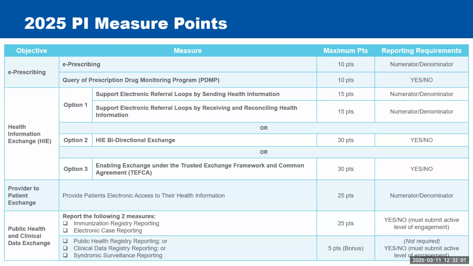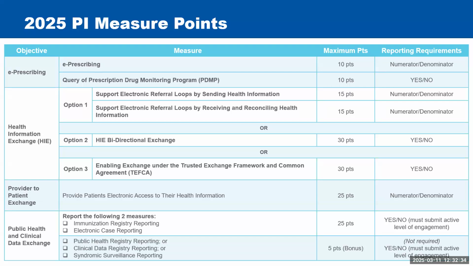Next, we have provider to patient exchange, and Vicky did an excellent job of laying out this measure, so I won't harp on it too much, but there are 25 points available here, and it's scored on a numerator denominator performance. It's a pretty good chunk of points here, and we can see clients struggling a little bit with this measure. So really driving patients to utilize the portal and knowing your vendor requirements so that you get credit is really key to getting your PI score up.